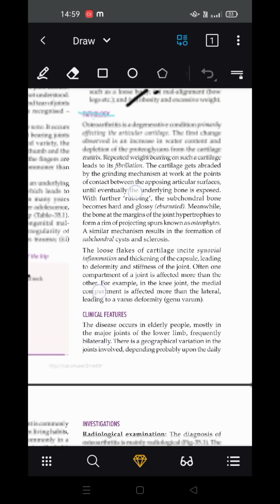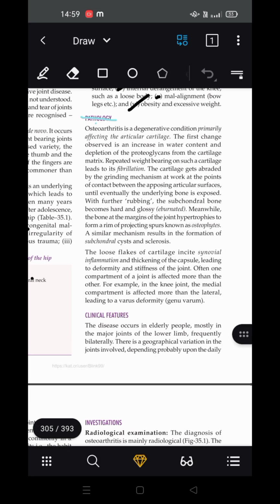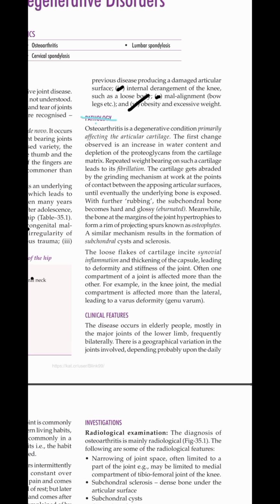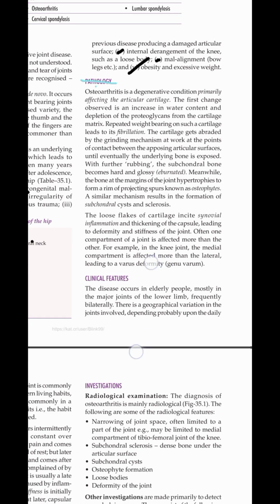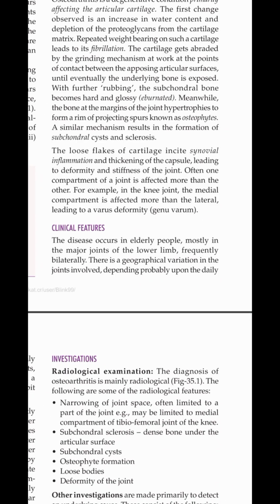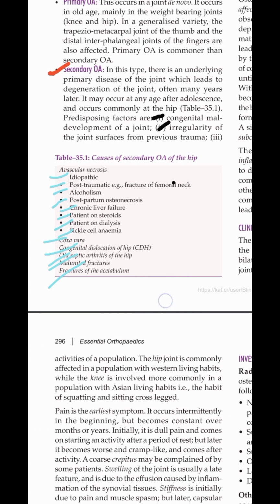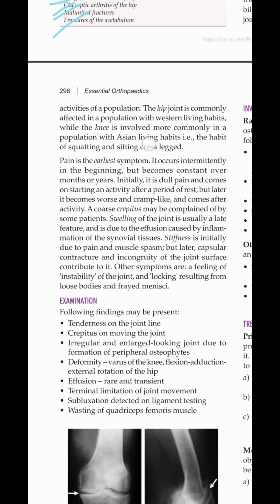Okay. So I have explained the pathology in the simplest form in a flowchart. Now moving towards the clinical features. The disease occurs in elderly persons, mostly in major joints of the lower limb, frequently bilaterally. There is a geographical variation in the joint involved, depending probably upon the daily activities of the population.